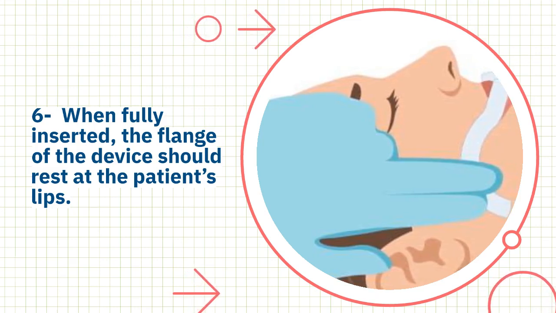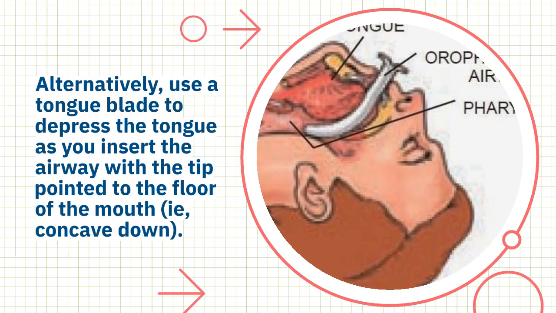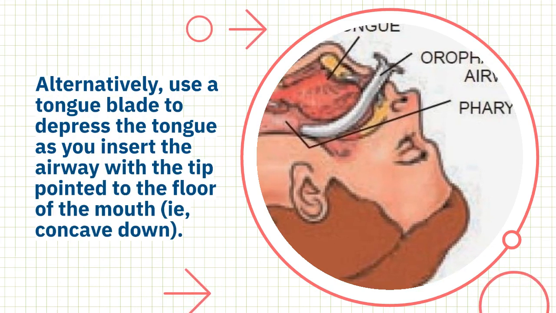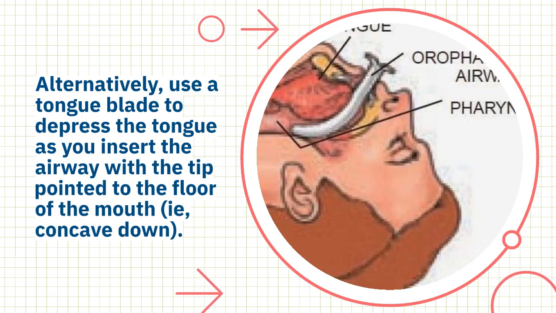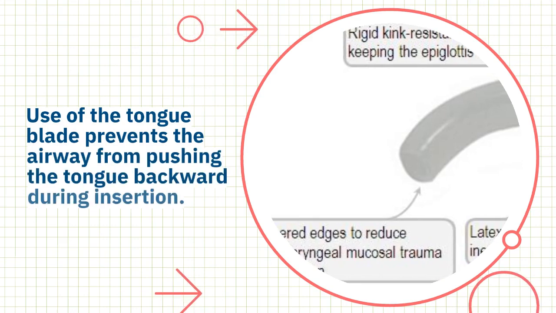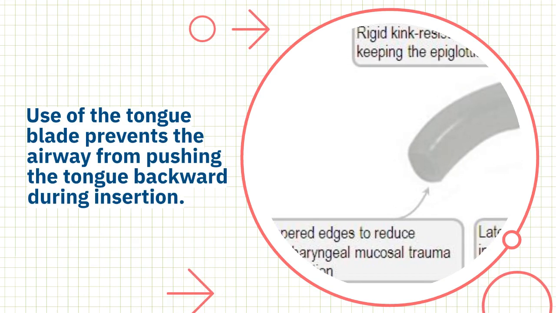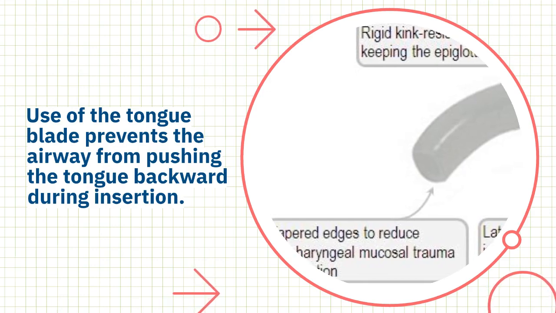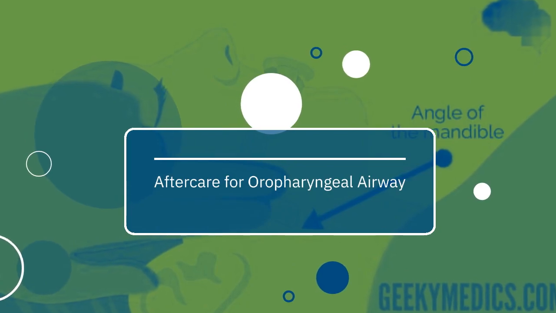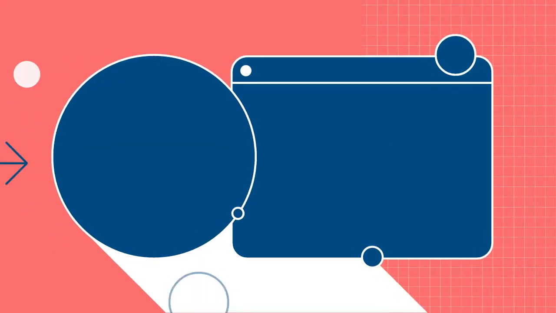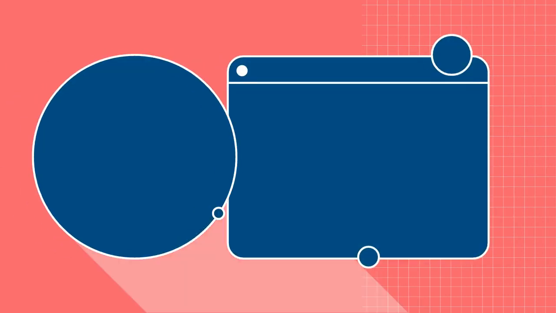3. Next, begin inserting the airway into the mouth with the tip pointed to the roof of the mouth, i.e., concave up. 4. To avoid cutting the lips, be careful not to pinch the lips between the teeth and the airway as you insert the airway. 5. Rotate the airway 180 degrees as you advance it into the posterior oropharynx. This technique prevents the airway from pushing the tongue backward during insertion and further obstructing the airway. 6. When fully inserted, the flange of the device should rest at the patient's lips.